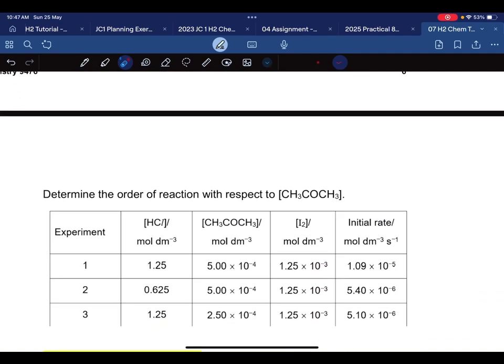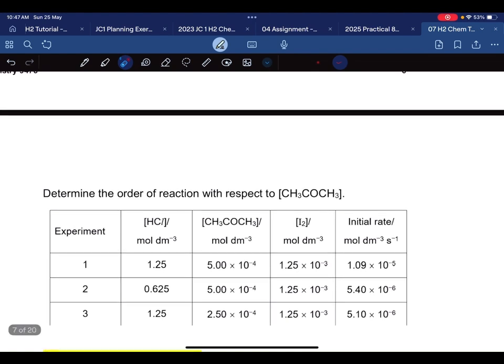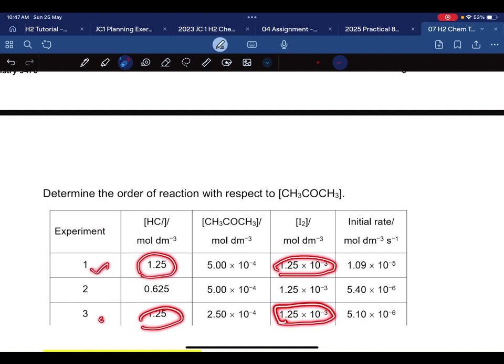Now, to determine the order of reaction with respect to the propanone, how are we going to select our data again? So I can't be choosing 1 and 2 again. I can choose, for example, experiment 1 and experiment 3. So in this selection, we see that the concentration of the propanone is half when we are carrying out experiment 3. For the rest of the reactants, the concentration remains unchanged. So this will be a suitable and appropriate experiment to choose, 1 and 3.